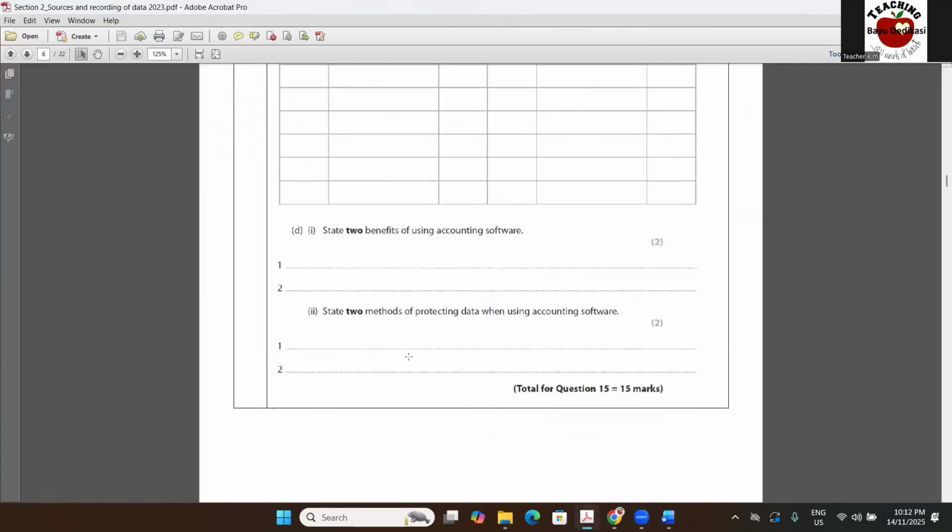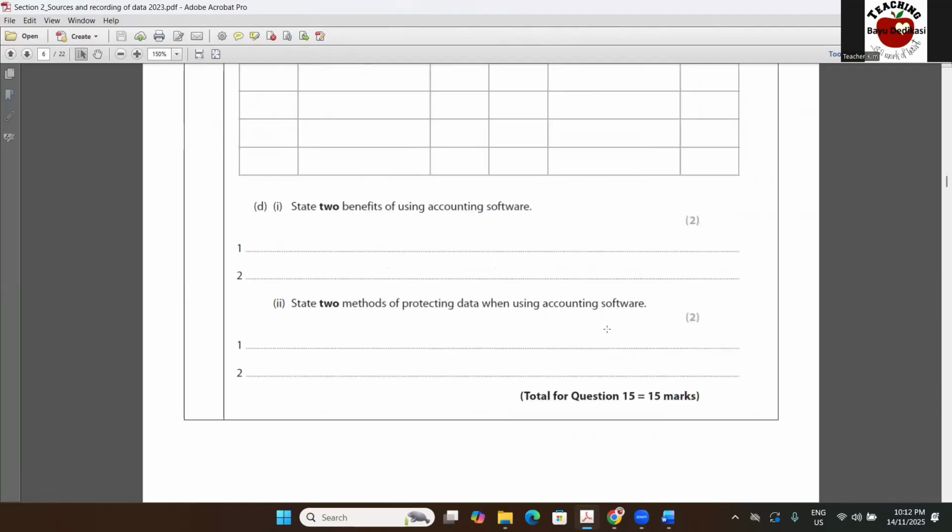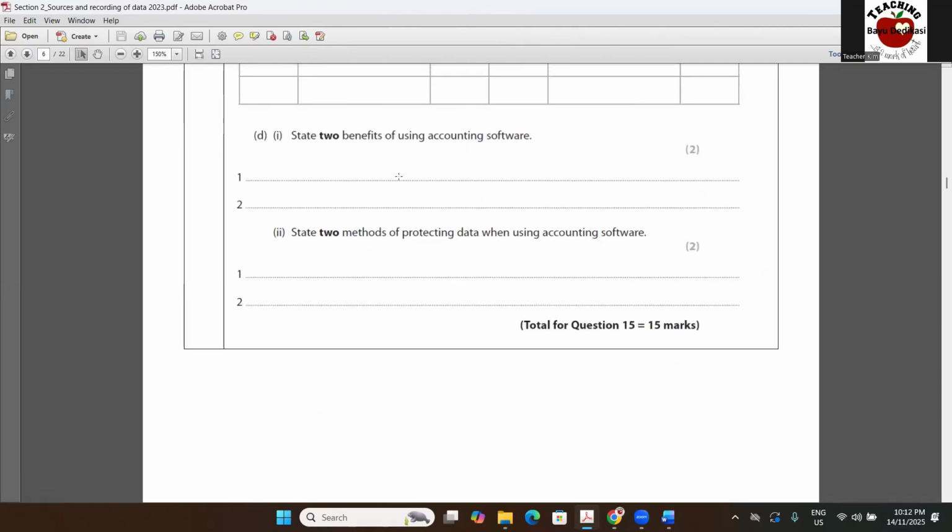Okay, the next question is: state two benefits of using accounting software. This question is applicable to those candidates sitting the exam in 2027. Okay, so take note for this one. State two benefits. First, accounting software is fast. The speed of the processing is fast. Okay.